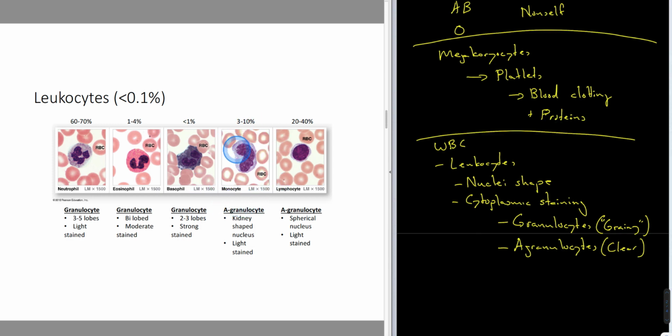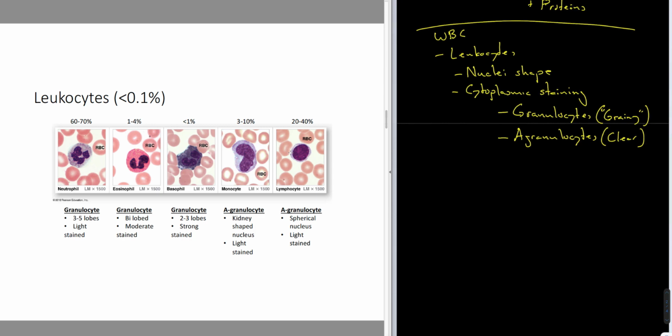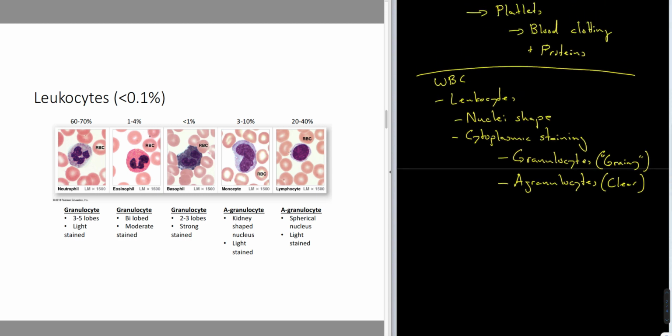Now the monocyte has more of a kidney bean or some type of indented nuclear structure, where the lymphocyte is nice and spherical nuclei. Right? Now there's a mnemonic to keep track of the abundancy of these cells. Remember, these cells make up less than 0.1% of the formed elements, so not a lot.